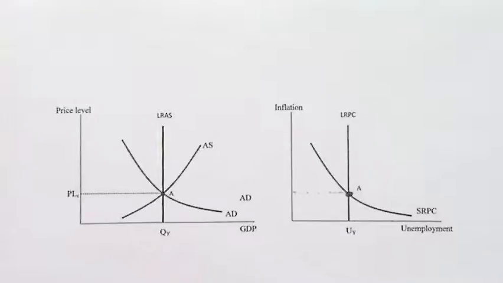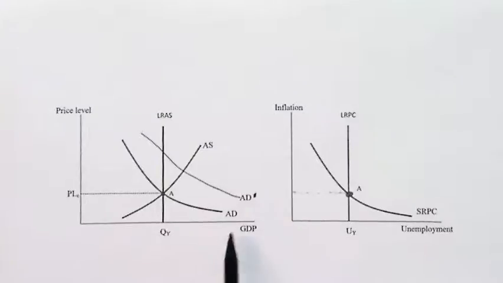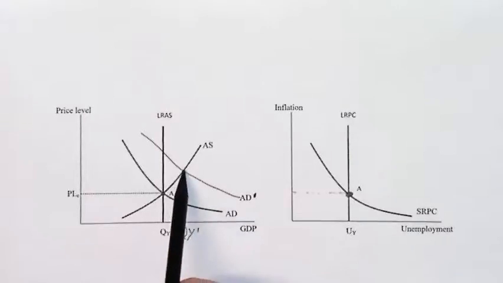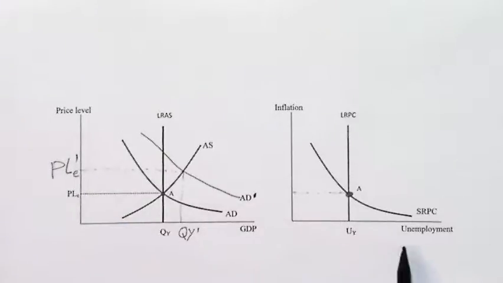Now let's assume that for some reason, for example a housing bubble or an increase in consumer confidence, the aggregate demand curve shifted to the right to become AD prime. At this point, we know that the output increased to QY prime and the price increased to PLE prime. And what happens in this unemployment inflation framework? We know that the price is now higher, so inflation increased, and unemployment decreased. Okay, so we say this is point B.